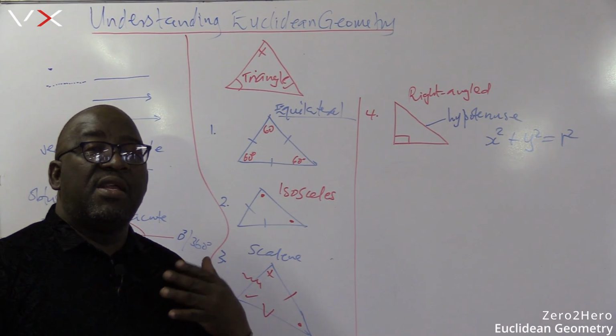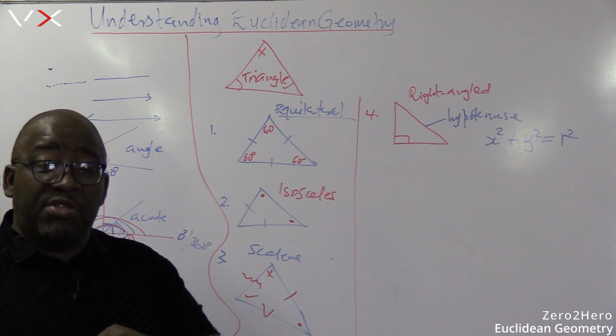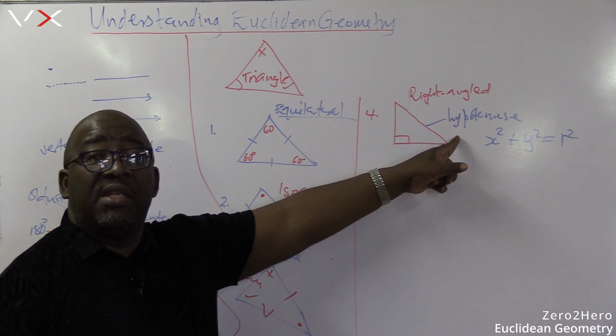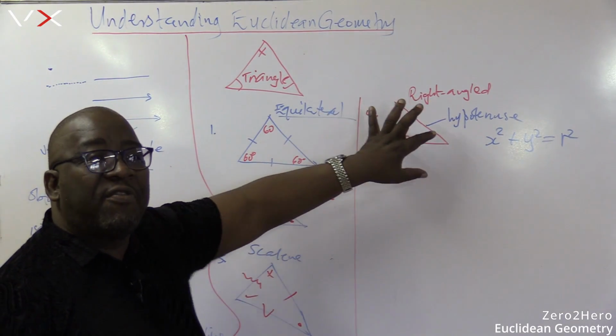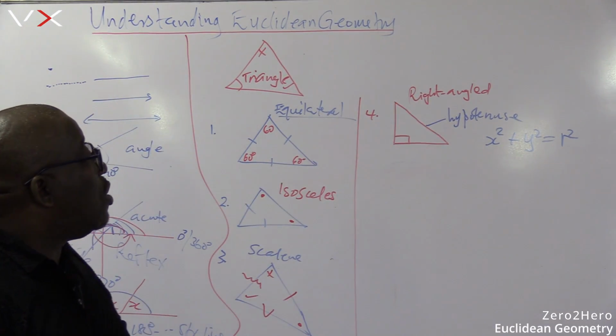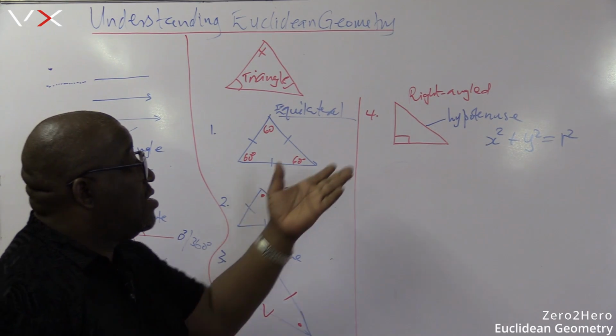So SOH CAH TOA. Sine is opposite over hypotenuse. That's where the hypotenuse comes in. When you define those ratios, they are coming from a right angle triangle. So CAH TOA, right? That's the right angle triangle.